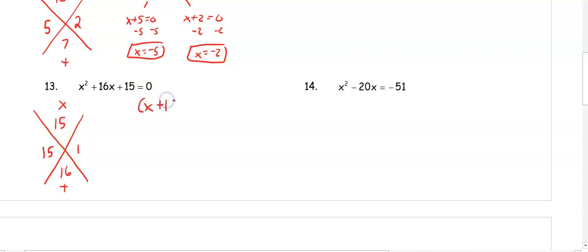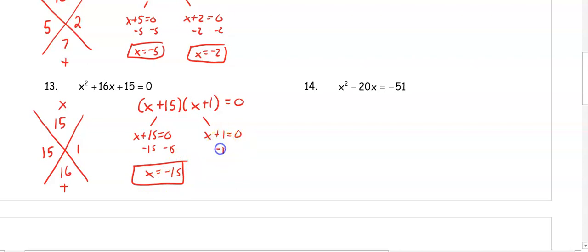So we would have x plus 15 and x plus 1 equals 0. Each one would get set equal to 0, and we would solve. So the first one, we would subtract 15 from both sides. X equals negative 15. The second one, we'd subtract 1 from both sides, so x equals negative 1.